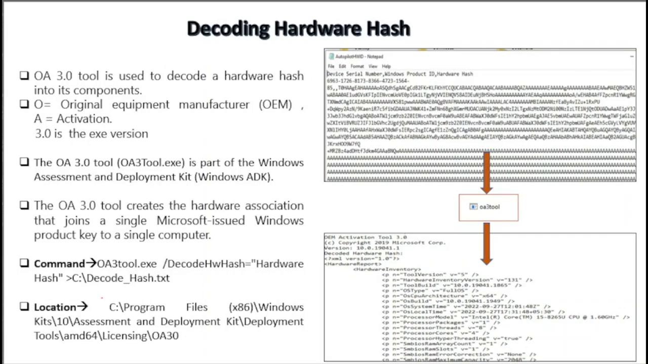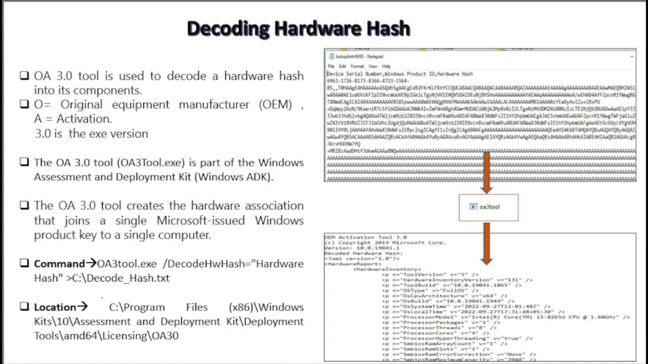Now let's see how we can decode the hardware hash. So OA 3.0 tool is used to decode a hardware hash into its components, where O stands for original equipment manufacturer, also known as OEM, A stands for activation and 3.0 is the version. The OA 3.0 tool is a part of Windows Assessment and Deployment Toolkit, also known as Windows ADK.